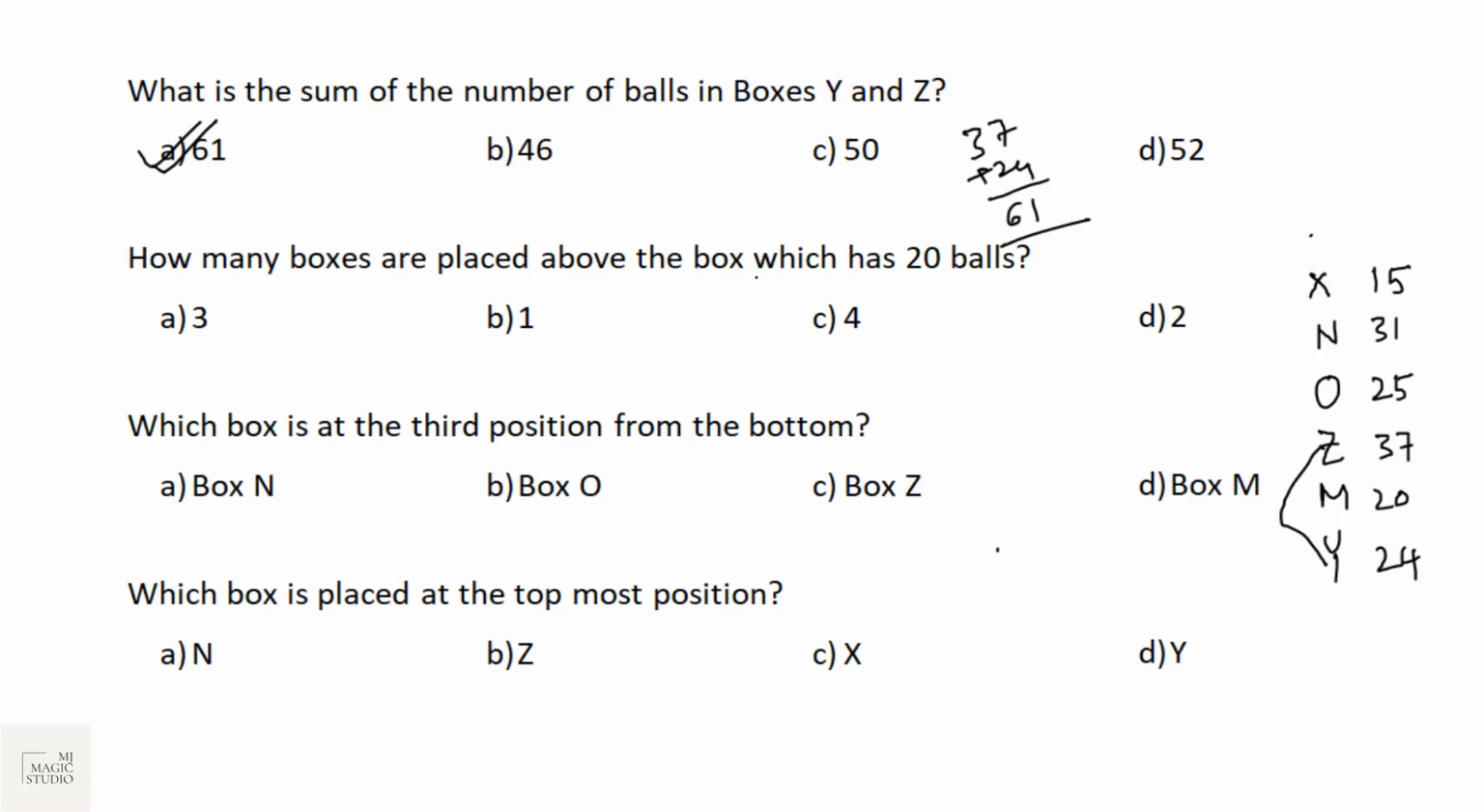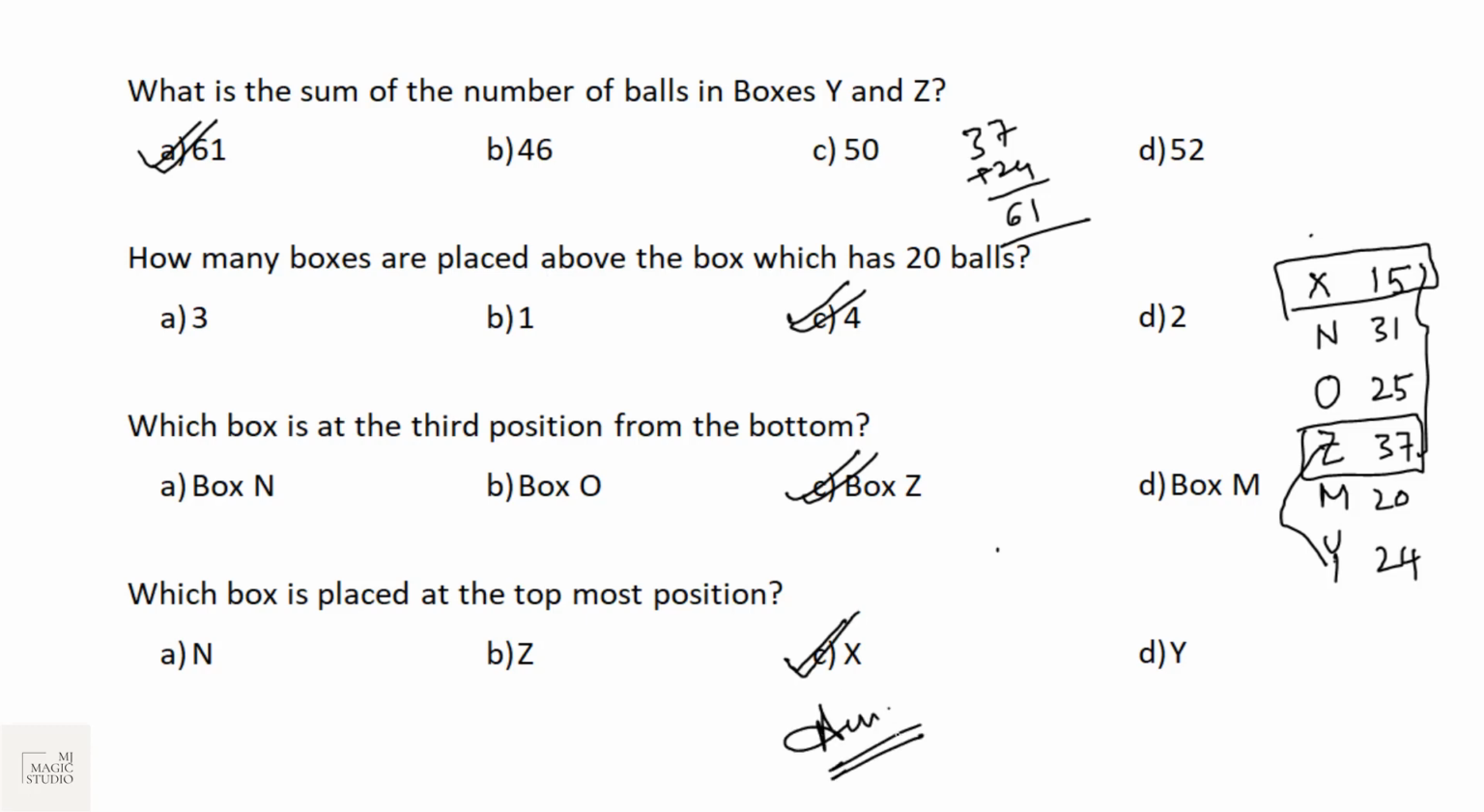How many boxes are placed above the box which has 20? 1, 2, 3, 4. 4 boxes are above the box which has 20. Option C here. Which box is at the third position from the bottom? 1, 2, 3. Z is at the third position from the bottom. Option C. Which box is placed at the topmost position? Box X with 15 balls. We can answer that. The full drill can be completed in 4.5 minutes. That's fine.